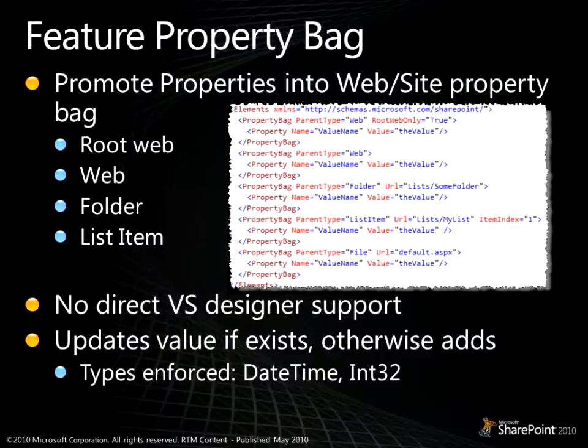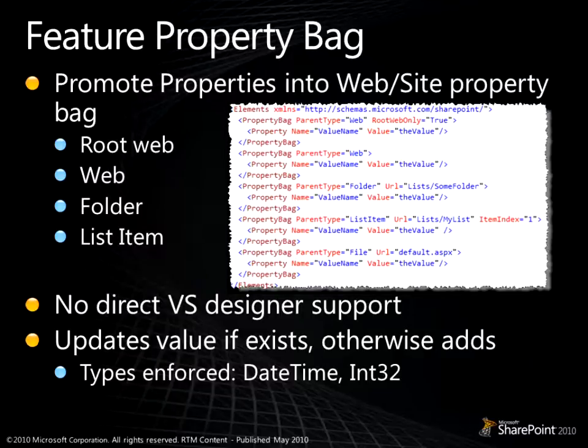An element manifest can contain a new element section called property bag. This element allows key value pairs to be promoted into their parent objects, such as web, subweb, folder, list item, or a file. This allows the developer to avoid writing custom code which promotes feature properties into a property bag of these objects.